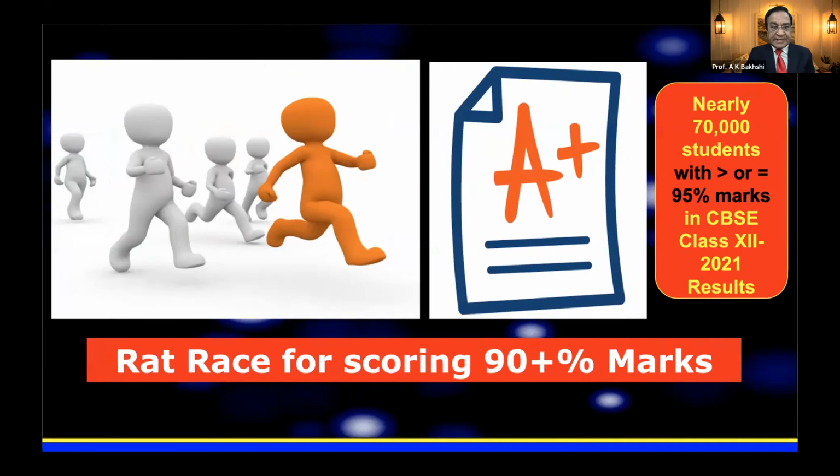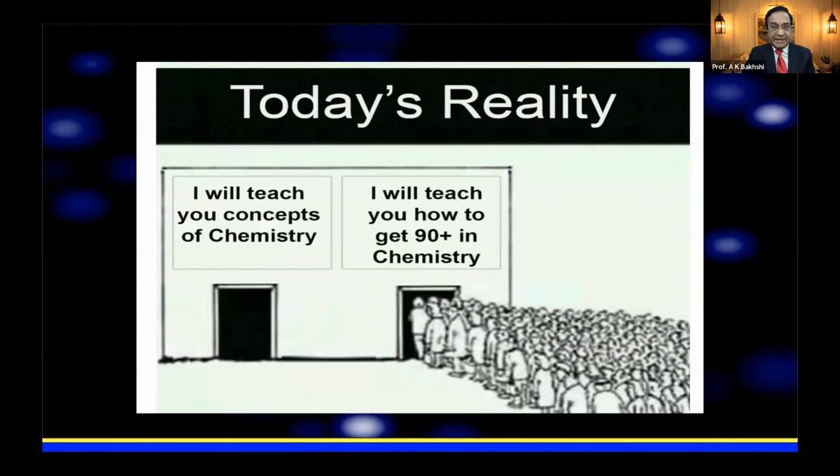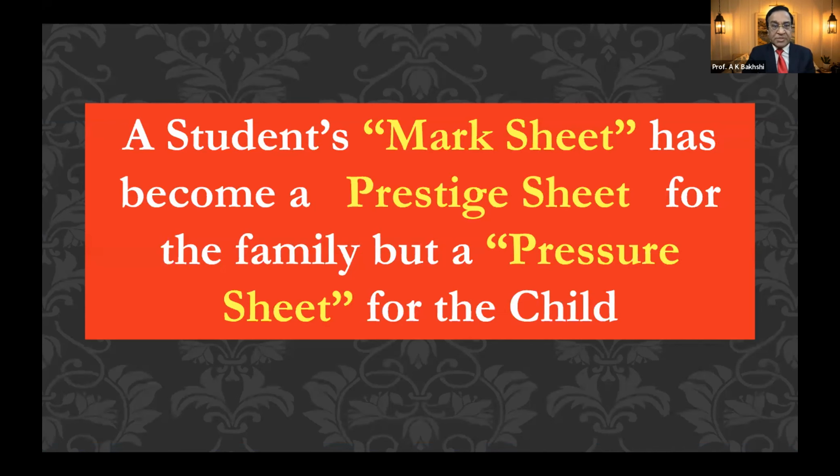Look at this. This is the rat race for scoring 90 plus percentage marks. This is today's reality in chemistry. And I'm sure it must be the case in all subjects. Nobody wants to learn the concepts. Everybody wants to score 90 plus marks. A student's mark sheet has become a prestige sheet for the family, but a pressure sheet for the child. Very unfortunate.